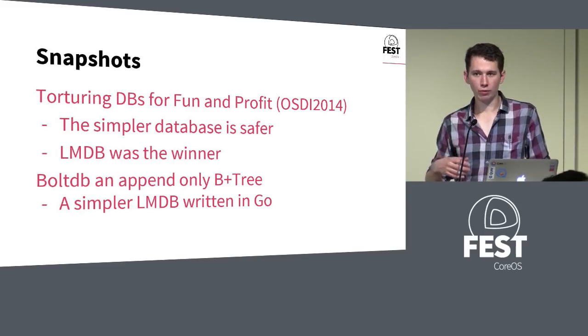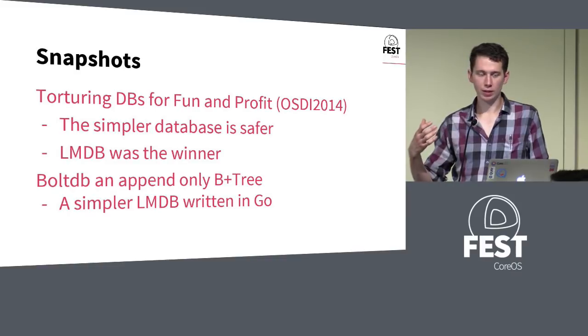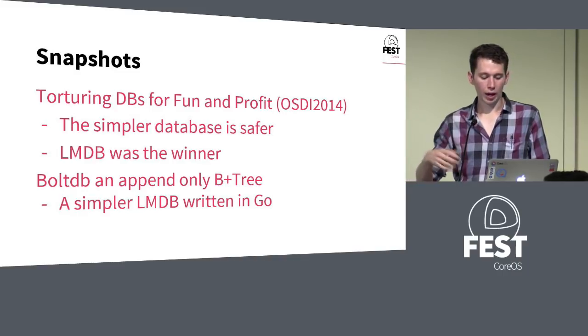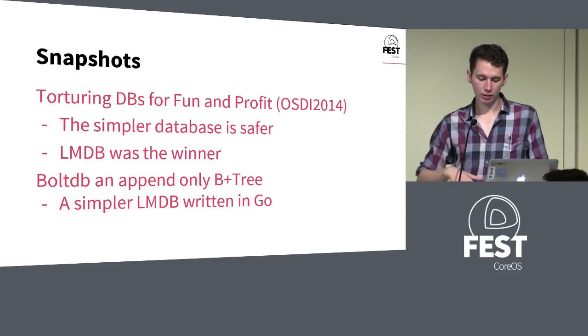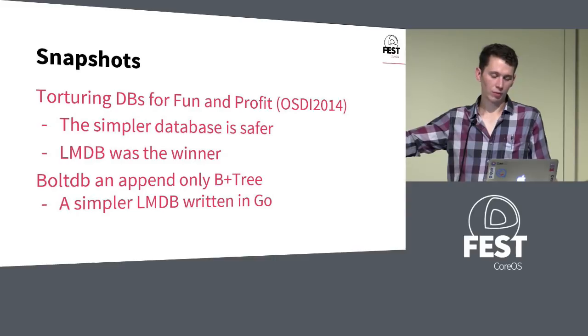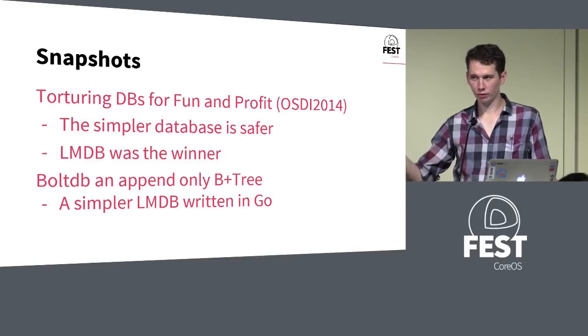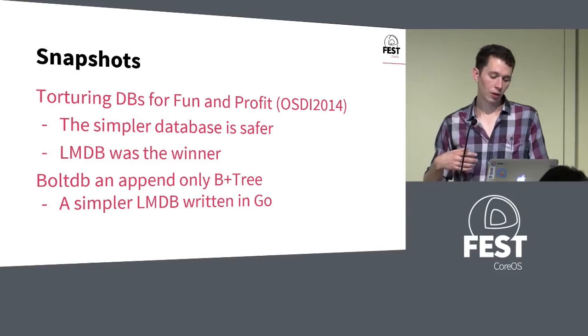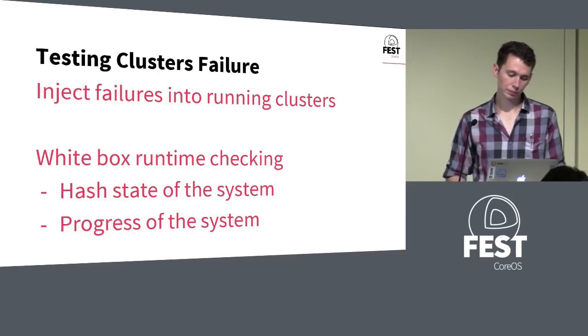And in order to achieve improved latency, we have this continuous snapshots system. There's an OSDI paper called Torturing Databases for Fun and Profit, which talks about how on-disk storage systems need to be designed. There was a system called LMDB that was the winner of this kind of bake-off. We use a system rewritten in Go, based on LMDB's similar data structure and ideas, called BoltDB. It's a B+ tree, essentially LMDB rewritten in Go, a little bit simpler.